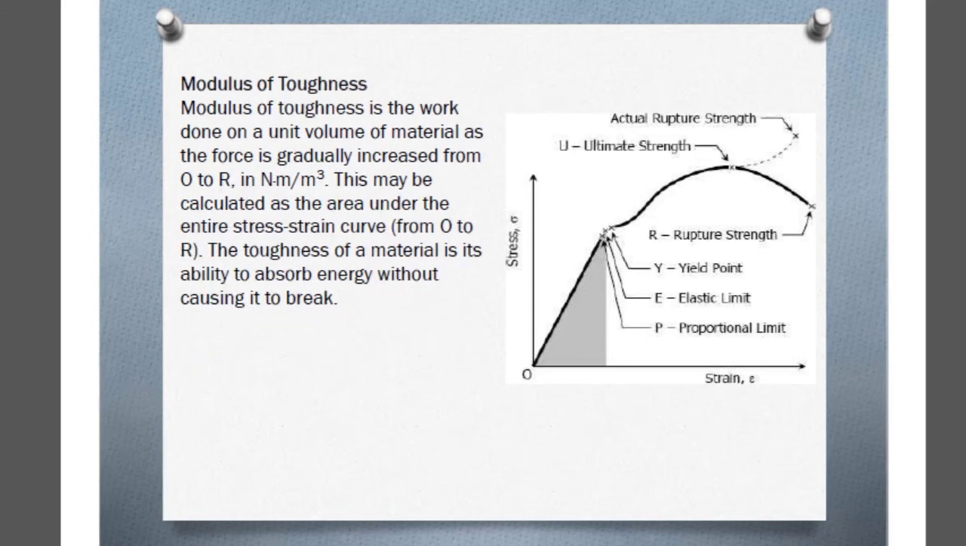The modulus of toughness naman is the work done on a unit volume of the material as force is gradually increased from point O up to point R. So unit is Newton meter per cubic meter. So this may be calculated as the area under the entire stress strain curve from O to R. So the toughness of the material is the ability to absorb energy without causing it to break. So yung area naman under the curve from point O to point R is the modulus of toughness.